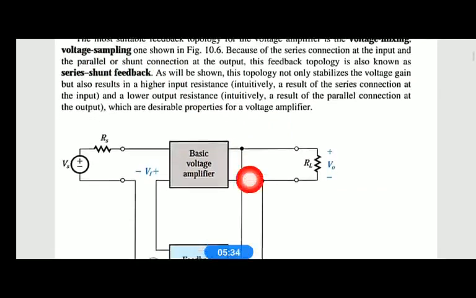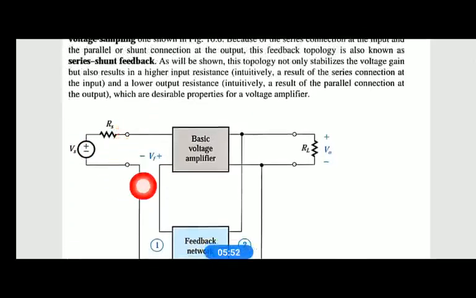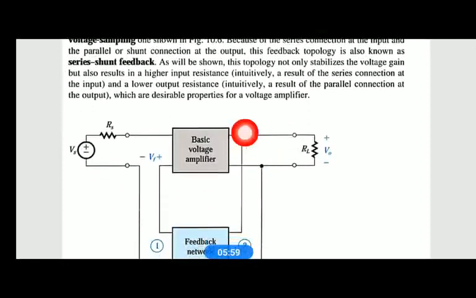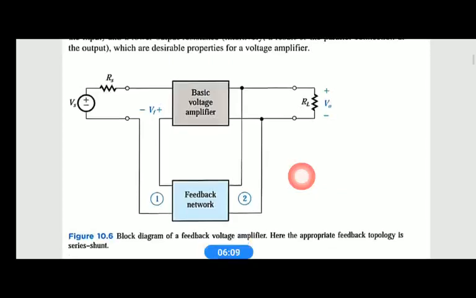So here the voltage is sampled at the output by the feedback network, then at the output of the feedback network it will mix with the voltage at the input of the amplifier. So at the input there is voltage mixing, that is Vs and Vf are mixing, and at the output the voltage is sampling, meaning a sample of V0 we are taking to the input.